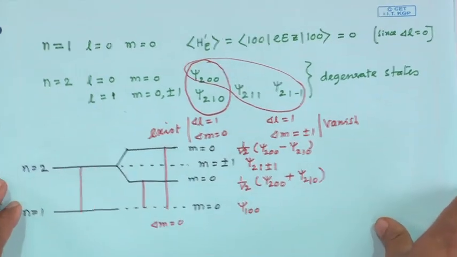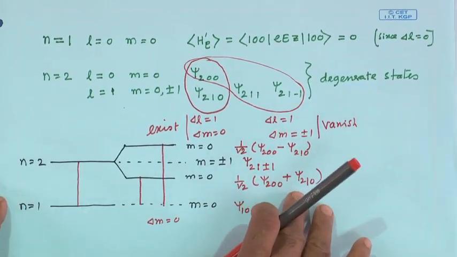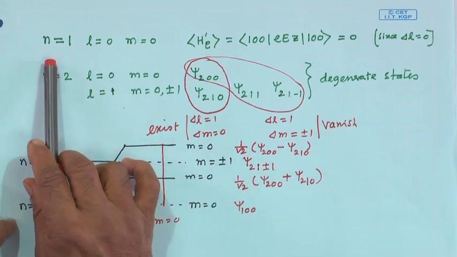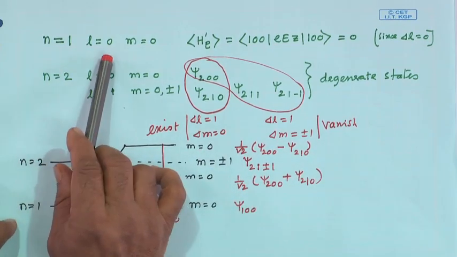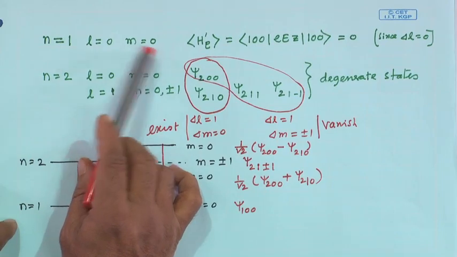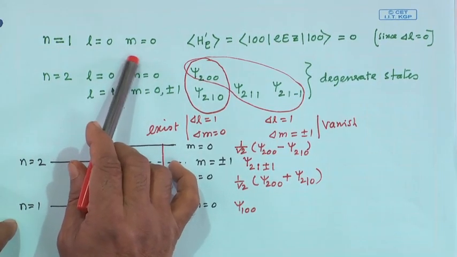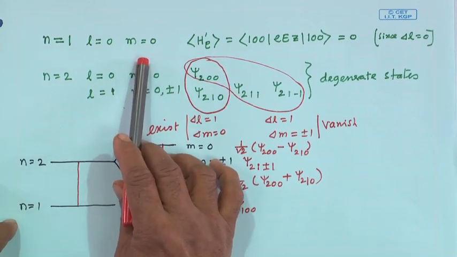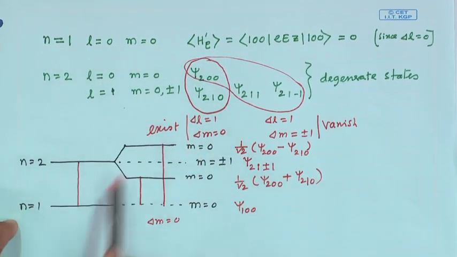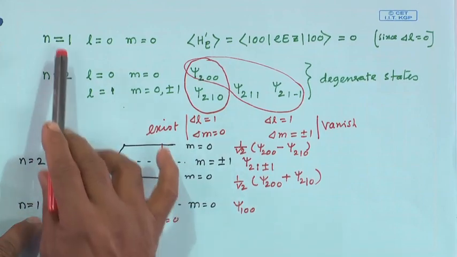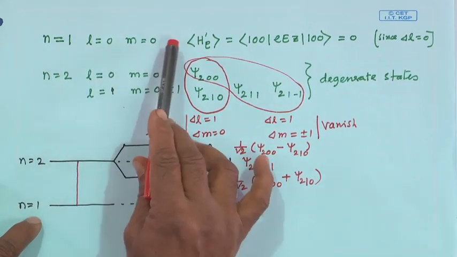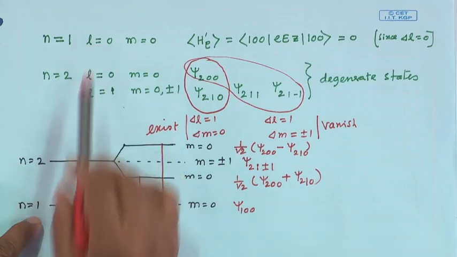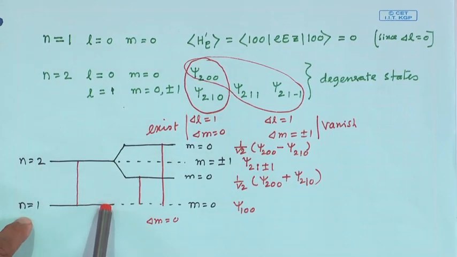So, now let us consider a simple example: the hydrogen atom. For n equal to 1, L equal to 0 and m equal to 0. Sometimes I write m_l and sometimes m, but both are the same. So for this energy level, n equal to 1, L equal to 0, m equal to 0, this is the energy level.